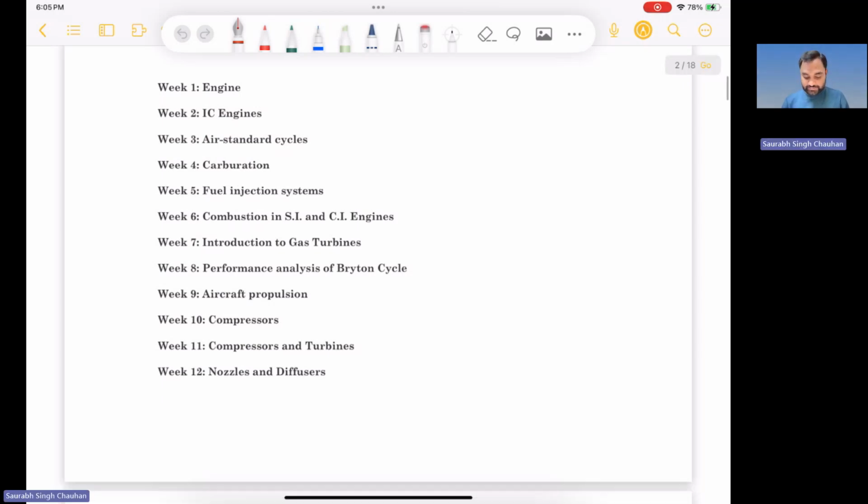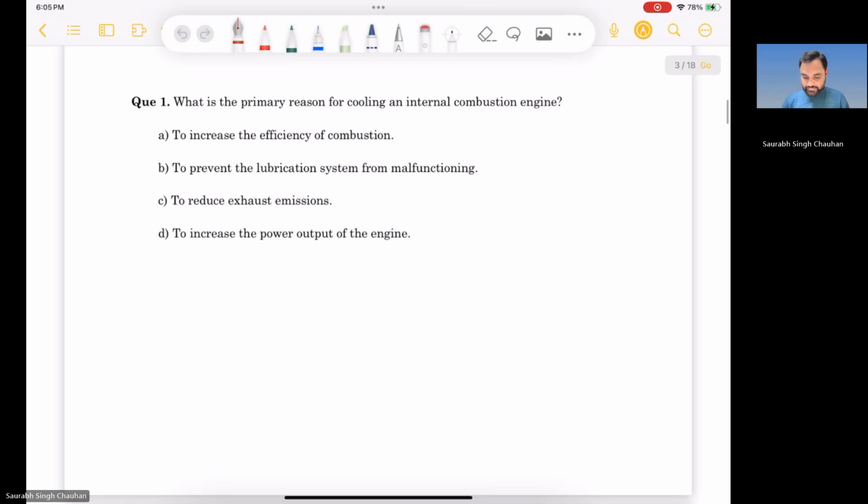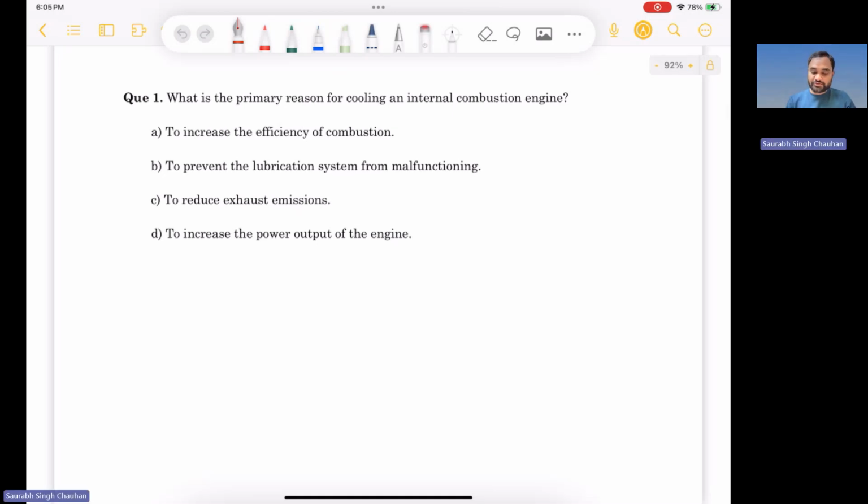So let's start. Here is question number 1. It says, what is the primary reason for cooling an internal combustion engine? You know that the cooling system is a very important part of any internal combustion engine. So this is asking what is the primary purpose of this cooling system? We have 4 options.